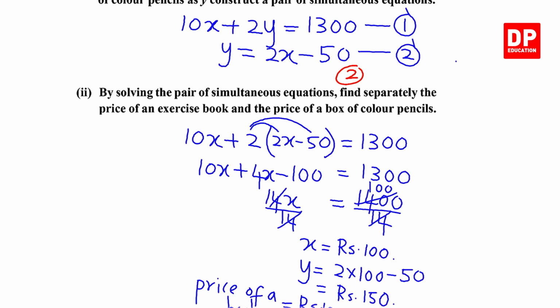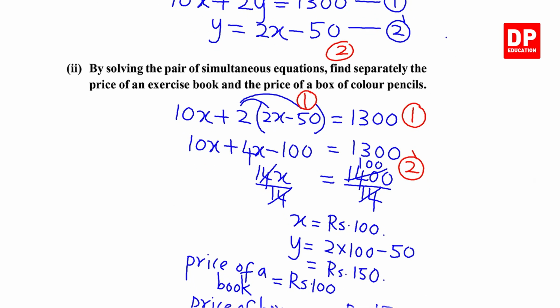So 1 mark here. And then trying to find out this one. Here, expanding brackets, 1 mark. And then simplifying and getting this one will give 2 marks. And here, finding the x value 2 marks and finding the y value will give 2 marks. Altogether, 8 marks for that.